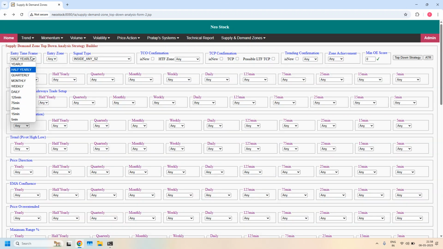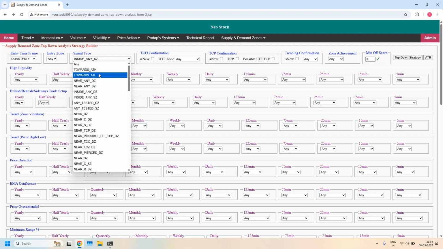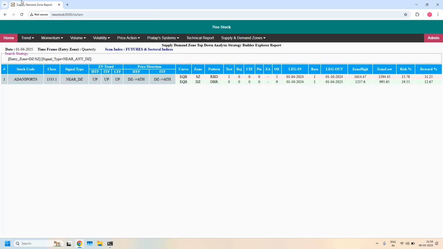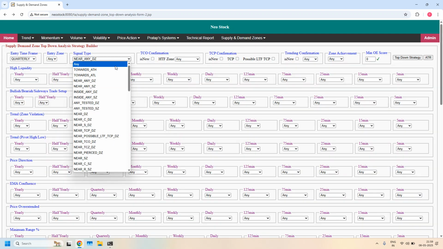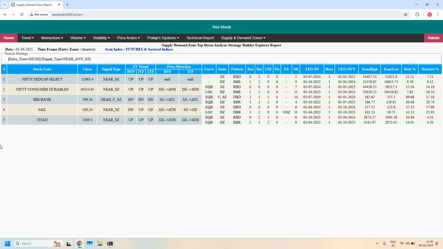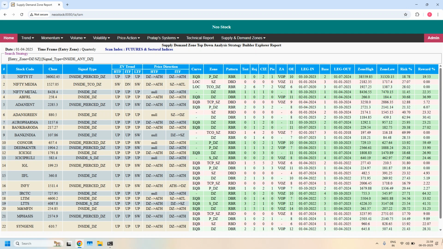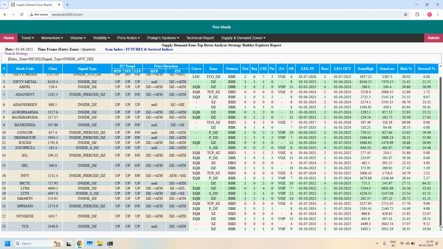Next time frame is quarterly. Stocks near to the quarterly demand zone, we got 1 stock. Stocks near to the quarterly supply zone, we got 5 stocks. Next, price closed inside the quarterly demand zone. First 22 stocks in the list. Scrolling the list down, total 23 stocks are filtered.